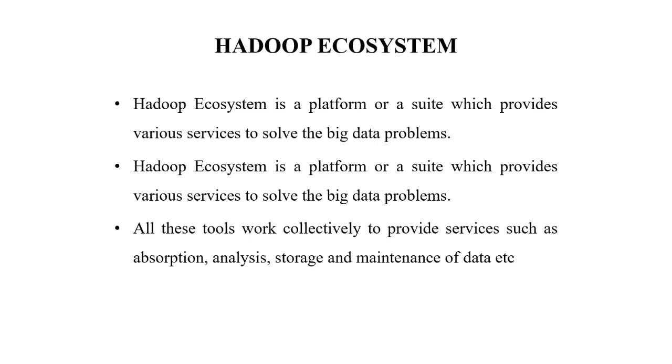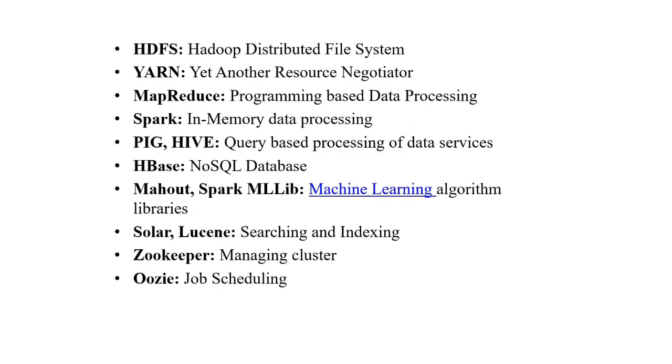All these tools work collectively to provide services such as ingestion and analysis of the data, storage of the data, and maintenance of the data. These are the components that we are using in the Hadoop ecosystem: HDFS, Hadoop Distributed File System; YARN, that is Yet Another Resource Negotiator; MapReduce, programming based data processing; then Spark, Pig, Hive, HBase, Mahout and Spark MLlib, that is machine learning libraries, Solr, Lucene, Zookeeper, and finally Oozie. We are going to see this Hadoop ecosystem one by one.